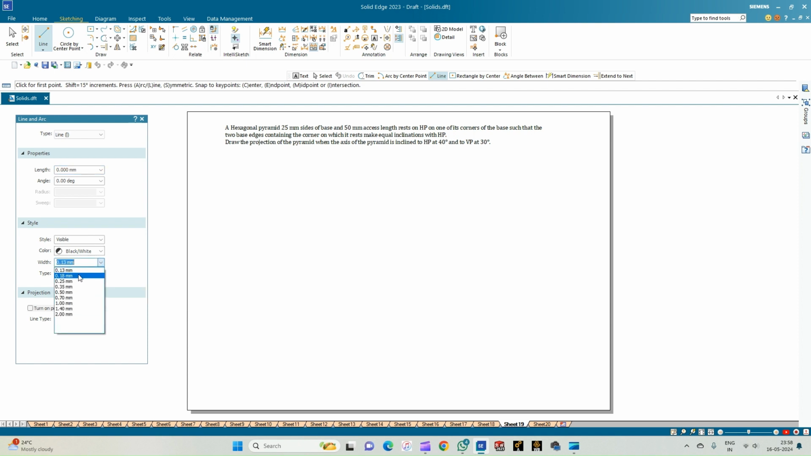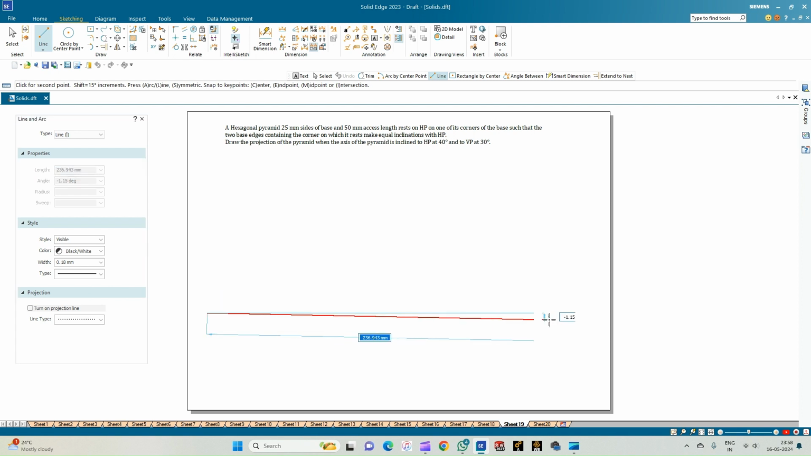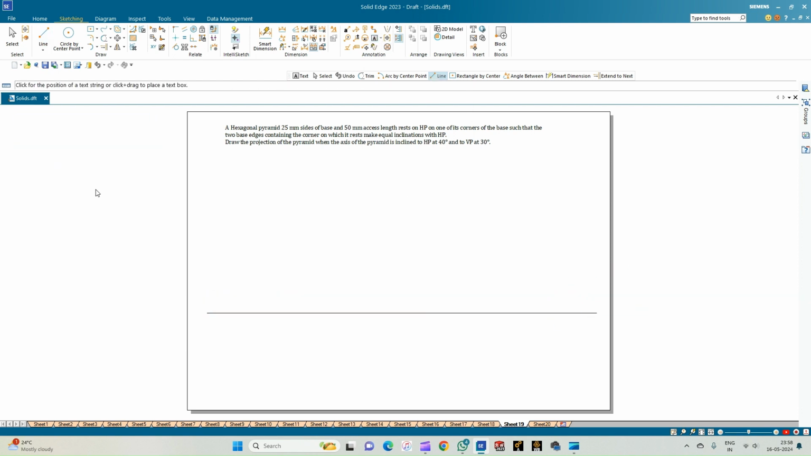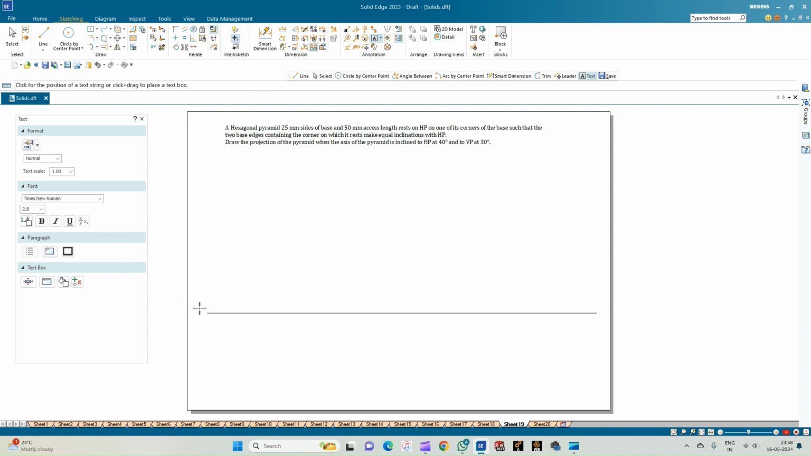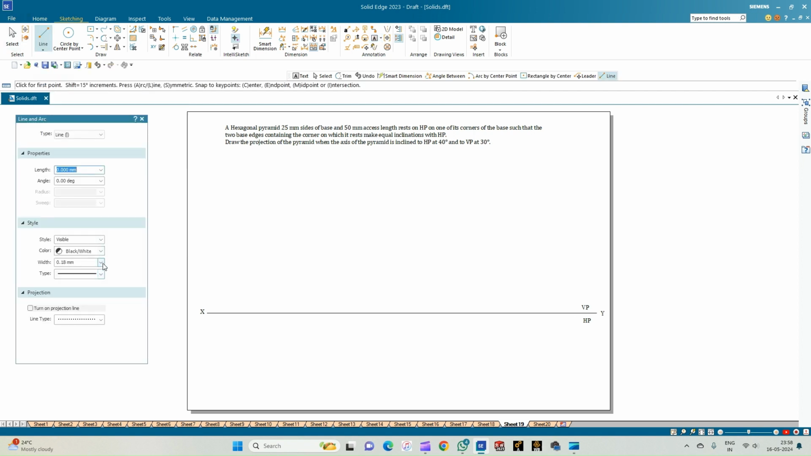So let us first construct the XY line. Let us draw the XY line of any arbitrary length and annotate the line as X and Y, and also the reference planes as VP and HP. Now we'll go for the construction of the top view of the hexagonal pyramid. So let us select the line of thickness 0.50 mm.